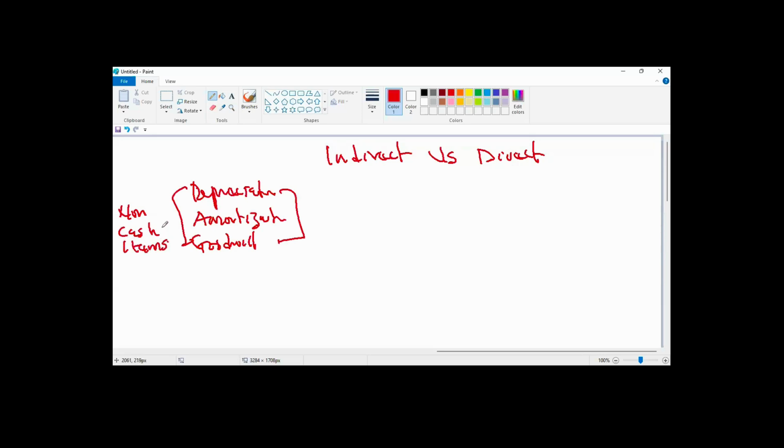So what do I do to non-cash items in indirect? What do I normally do? Don't forget direct and indirect: what I do in indirect, the opposite is direct. In indirect, you add it back. For all these three, I will add. But in direct, what am I going to do? You less. They are opposite each other. No cash item, we add in indirect, we are going to less in direct.